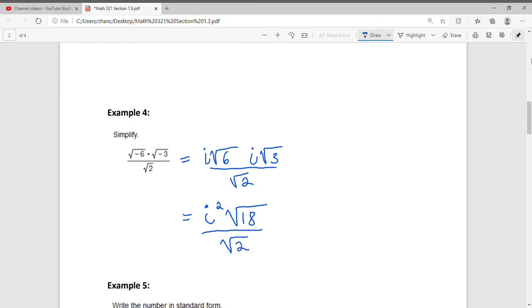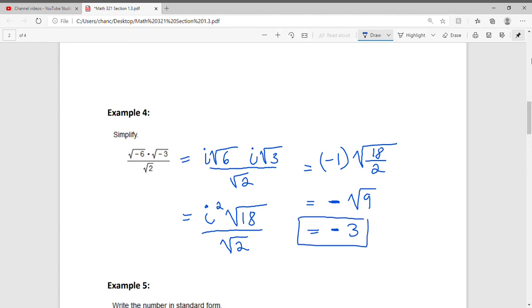The i squared can be simplified as negative 1. And the square root of 18 over the square root of 2, I can write that as 18 over 2, again using our quotient rule. So this negative 1 times this radical is going to give us a negative. But what's the square root of 9? Well, that's equivalent to 3. So my solution is equal to negative 3.